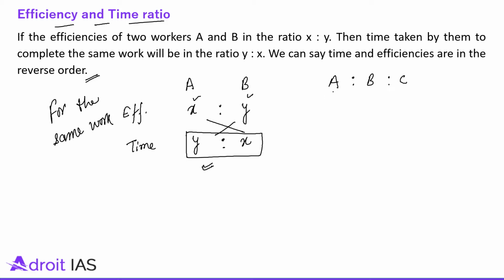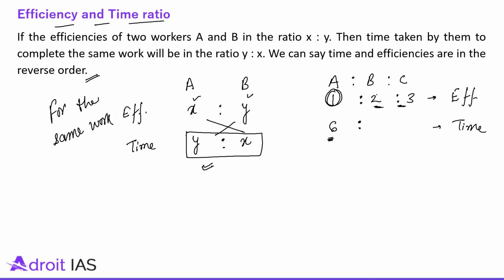But for three workers it will be like this. Let's say it is 1 is to 2 is to 3, and we need to reverse it. This is the ratio of efficiency. Then what will be the ratio of the time? We need to find the reverse ratio of this. So we will hide 1 and multiply the rest of the quantities: 2 into 3. 2 into 3 is 6. So 6 will come over here.